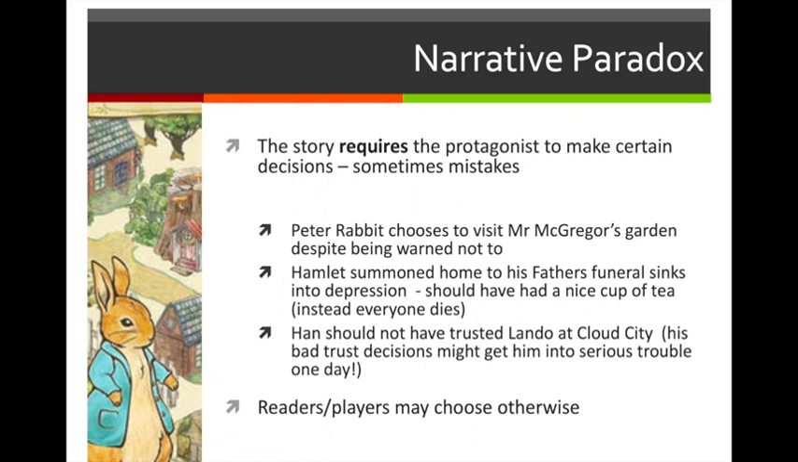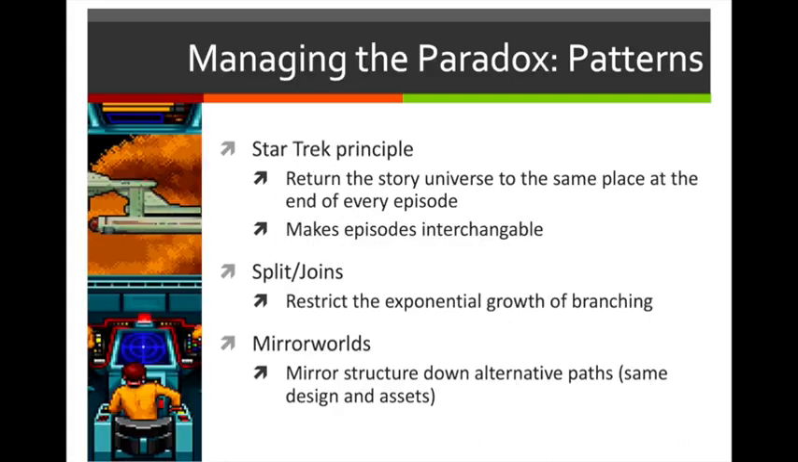And you will need ways of managing choice within your storytelling because of something called the narrative paradox. Because sometimes the story requires the protagonist to make some decisions. So, for example, in the story of Peter Rabbit, Peter Rabbit is warned not to go to Mr. McGregor's garden, but he goes anyway. And if he basically said, all right, Mum, that seems fair enough, you wouldn't have a story. You need him to do that. So the problem you have as a storyteller is if you give players full agency, they will sometimes make choices that ruin your story. So how do you deal with that?